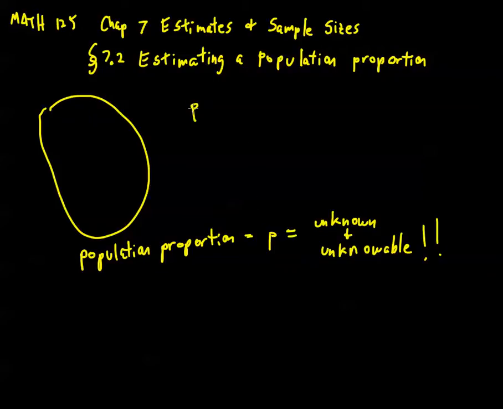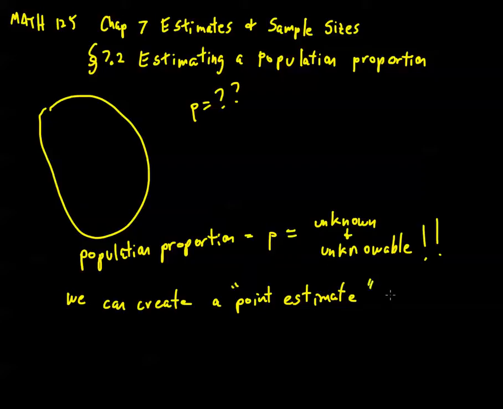So p, little p, population proportion with some characteristic of interest, unknown. What we're going to do is estimate p. And the first way we're going to estimate p is to create a point estimate. You can create a point estimate of little p. Again, population proportion with some characteristic of interest.